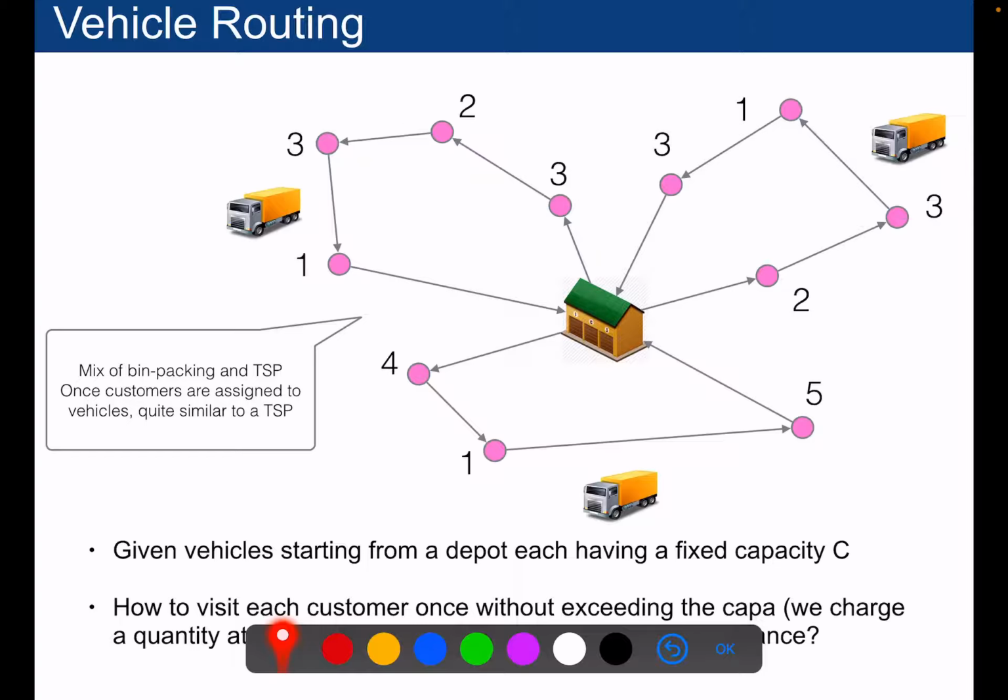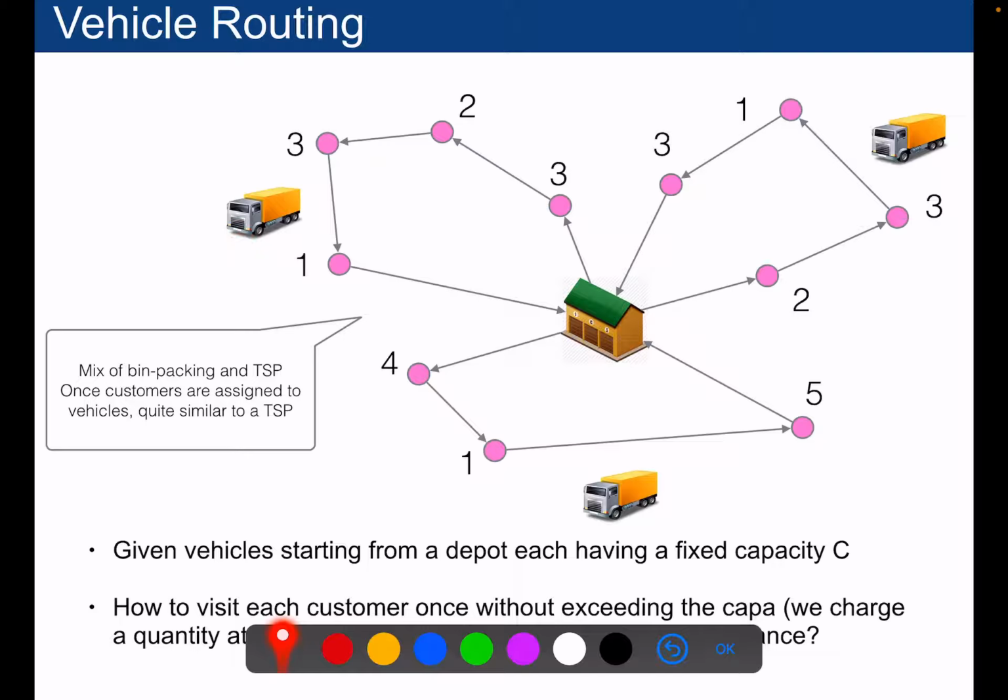The thing is that you want to minimize the total distance that is traveled by all the trucks together, but each truck has a fixed capacity C that cannot be exceeded. At each customer, you need to deliver some products, and so each customer also has a demand. For a given sub-circuit such as this one, if you add all the capacities of the customers, you cannot exceed the total capacity of the truck C.